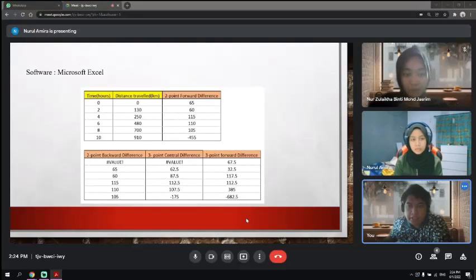As you can see, this is our Microsoft Excel, and we use the 4 as our reference. For the time, our distance travelled is 250, and the 2 point forward difference is 115, which is the same as our manual calculation. 2 point backward is 60, also the same, and 3 point central is 87.5, and 3 point forward is 117.5, which is also the same.